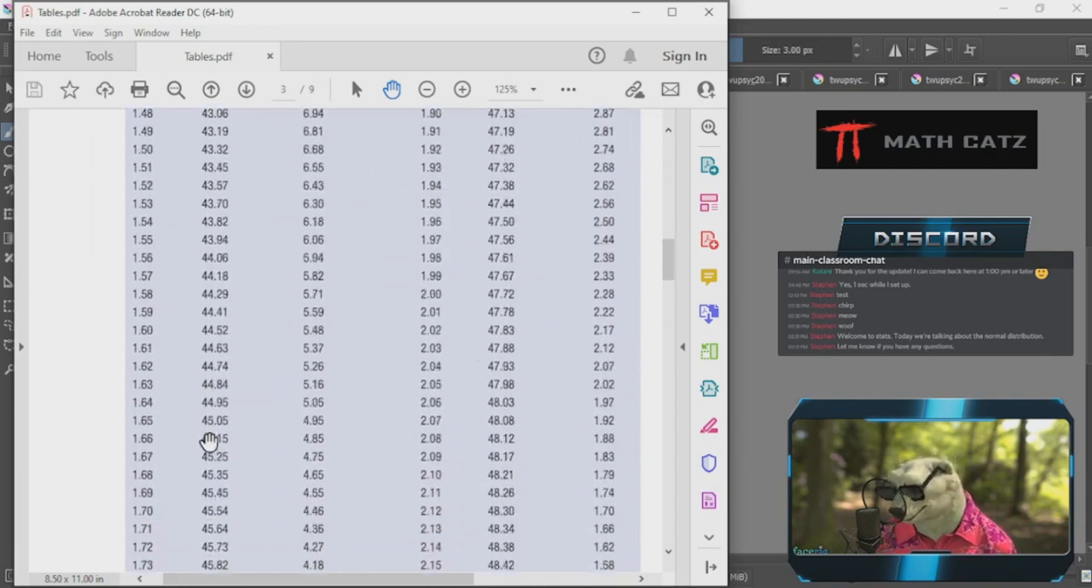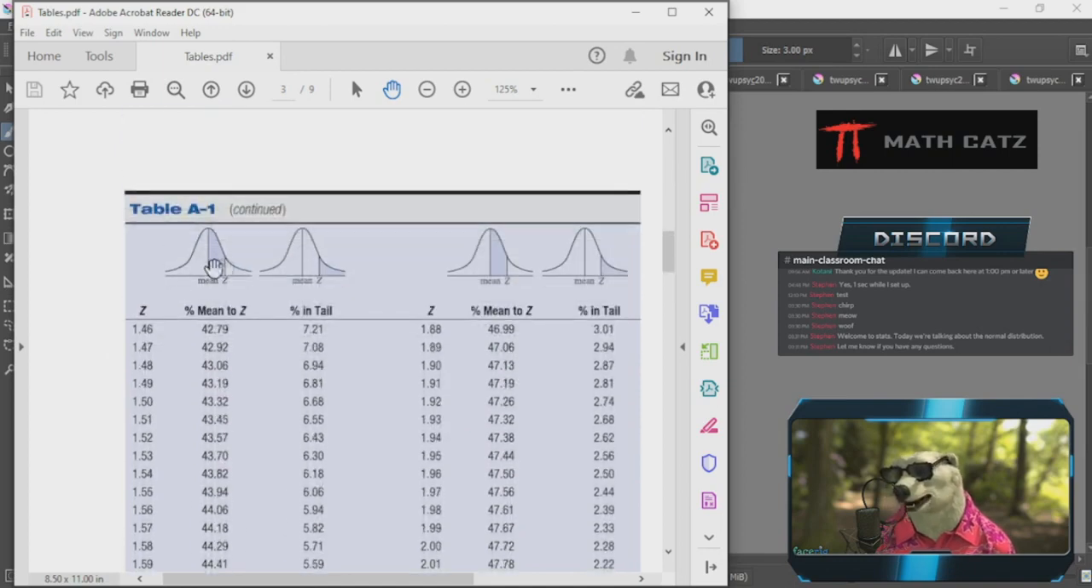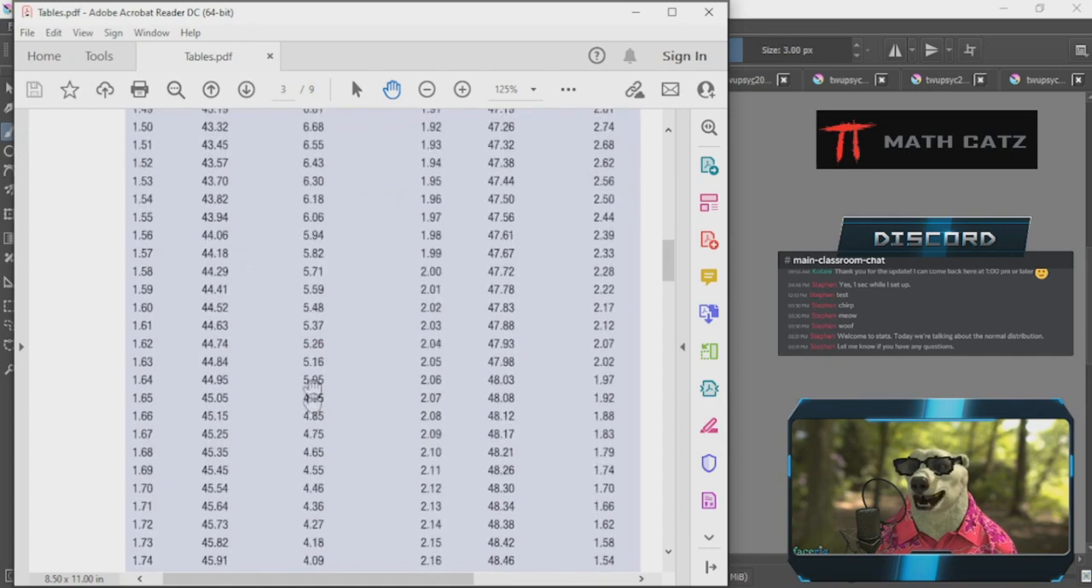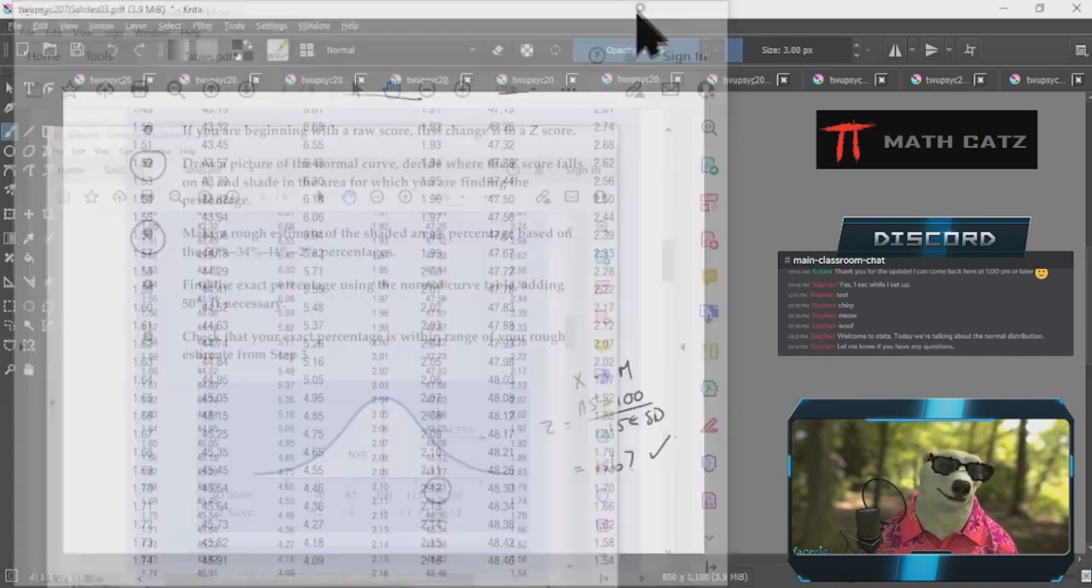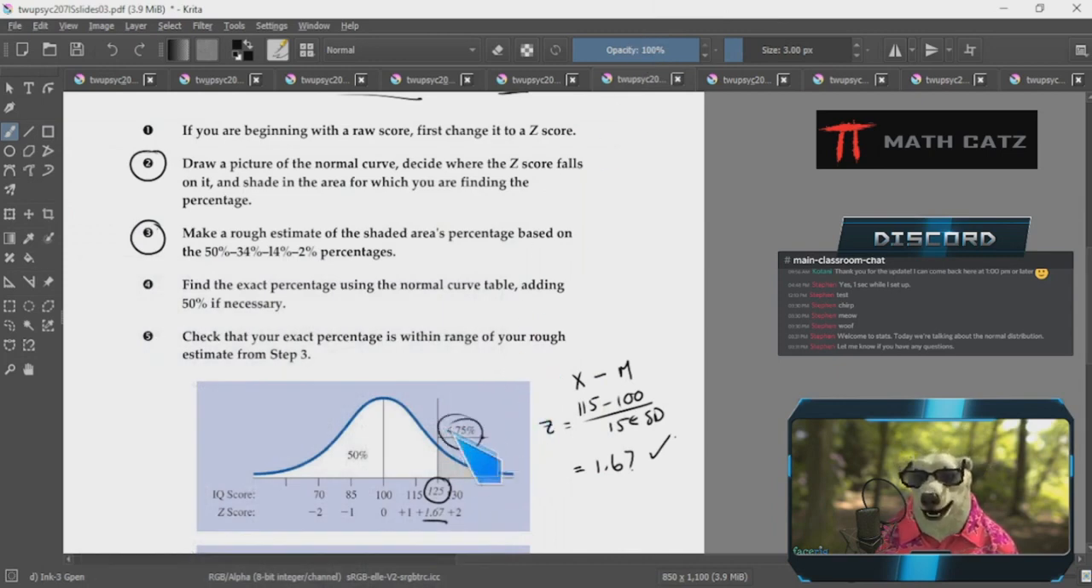1.67 over here. Now, depending on which one I want, I have 2 columns. If I maybe want this tail, we call it the tail only, this area, I would look in this percentage in the tail, 1.67, 4.75%, and that would be my answer. And then I can compare it to what I thought it would be. Does it make sense that it's 4.75?